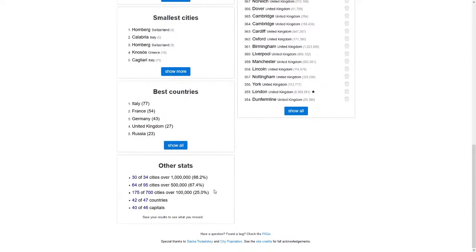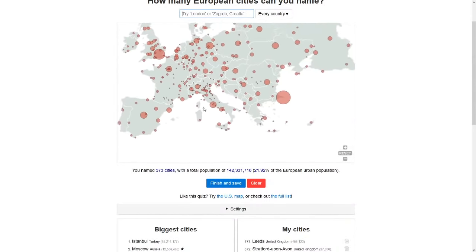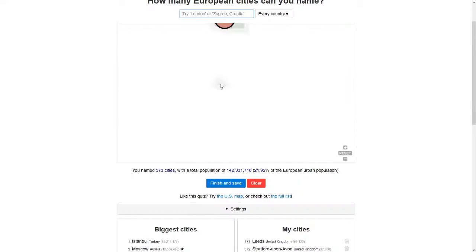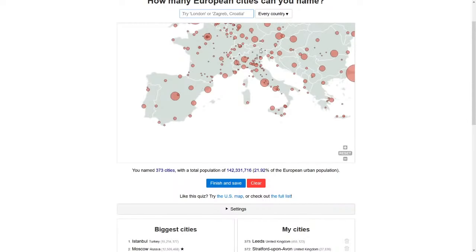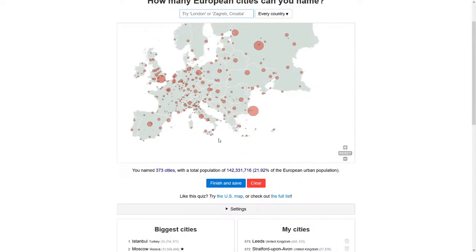64 of 95 cities with over 500,000. 175 out of 700 cities with over 100,000. I missed 5 countries altogether. And 6 capitals. Okay, that's interesting. Oh, you know what? Malta. I forgot about Malta. Yep, right there. That's not what Malta looks like, but it's right there. Malta, Andorra, Liechtenstein, I forgot those three. I remembered San Marino and the Vatican. Yeah, I should have remembered those capitals in Andorra.